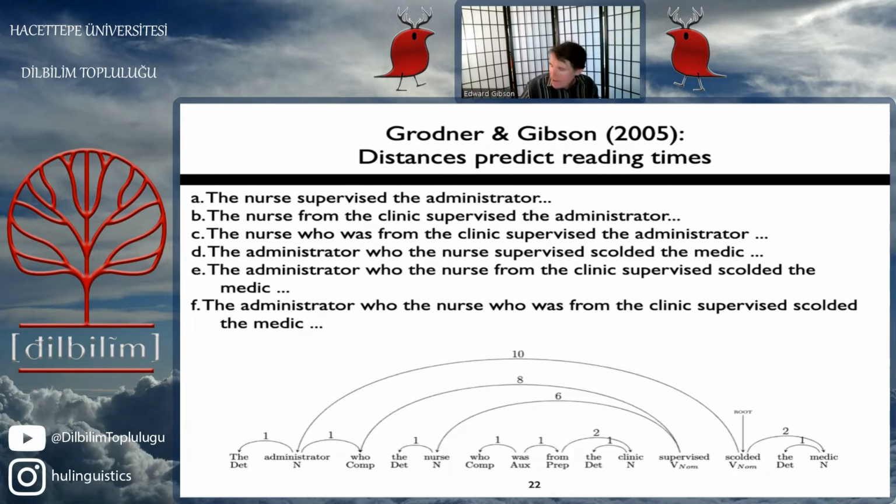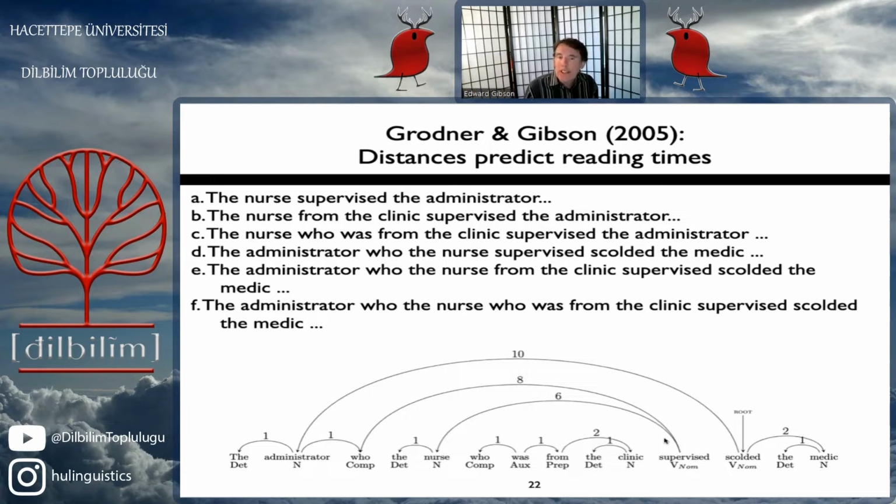So a long time ago now, it's almost 20 years, Dan Grodner and I did a bunch of experiments in English, and we investigated the relationship between reading times and dependency distance, and we looked across a bunch of structures. And here's a sentence: The administrator who the nurse who is from the clinic supervised scolded the medic. I guess that's this very last one, that's F. Most of the connections are kind of local, but the supervised and scolded connections are really long. The administrator who the nurse who was from the clinic supervised, oh my God, that's the nurse supervised who here, that's really hard, and scolded someone.